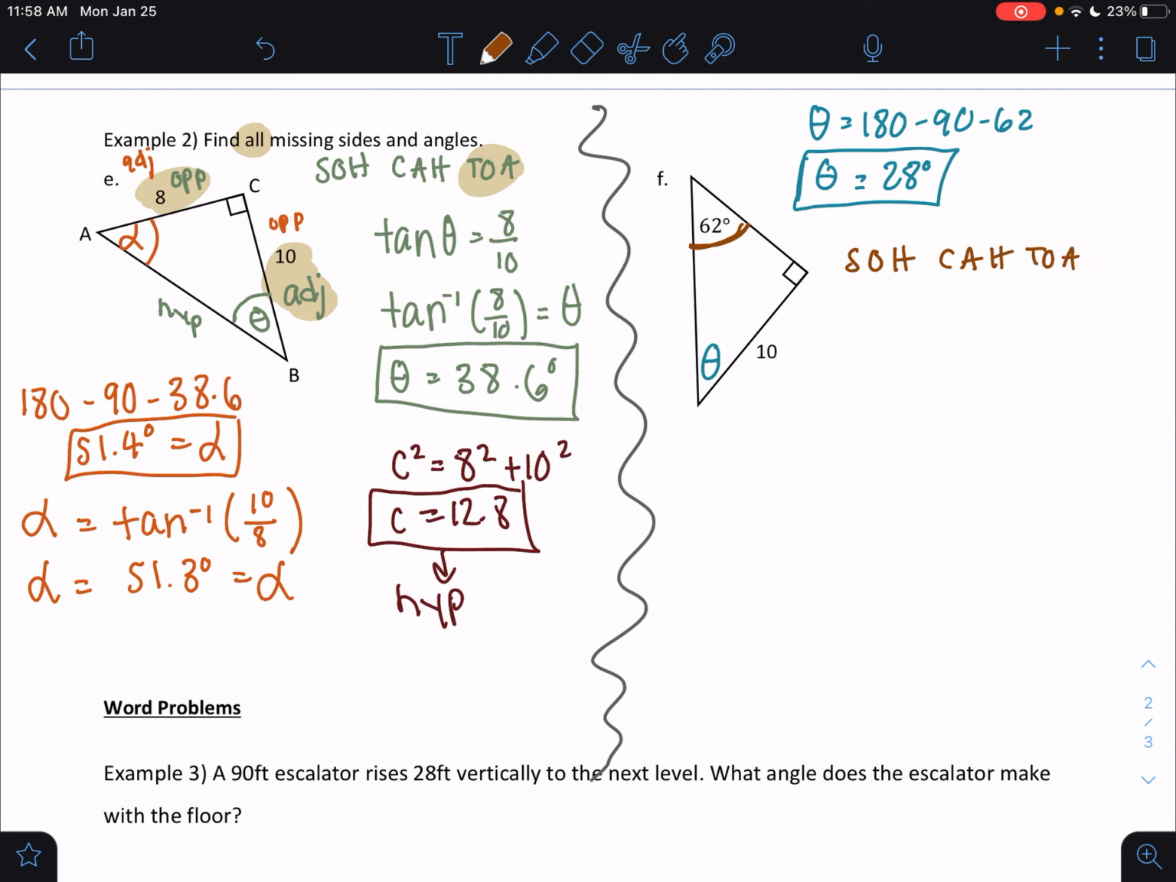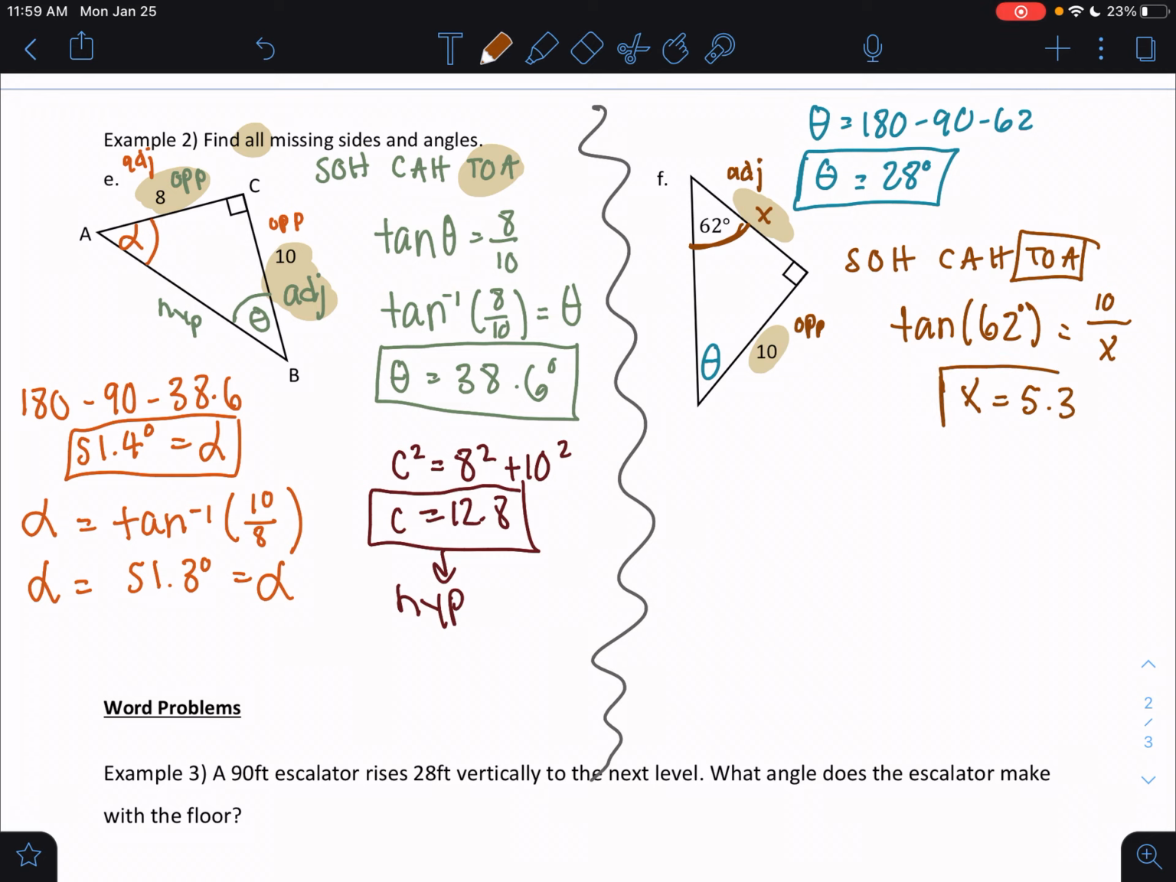And then to figure out what we need, we know that we are given 10, and then let's go ahead and try to find this missing side here. And I'll call that x. So that would be adjacent, and this would be opposite. So which one uses adjacent and opposite? Tangent. So the tangent, and now we're given the angle measurement, so we can go ahead and put that in, of 62 degrees equals 10 over x. And then to solve this, you do tangent of 62 divided by 10. So we would get x equals 5.3. And that's our measurement for one side.